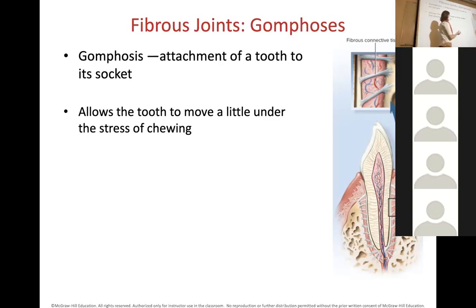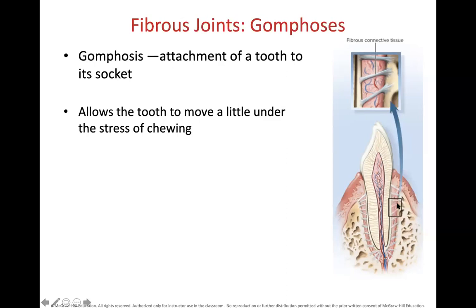And that little bit of length, so you can see here, the bone attaching to the tooth. For you guys on Zoom, the bone attaching to the tooth here. It allows for a little bit of movement. So more movement than you have in a suture. Because when you chew, that's a lot of pressure on the tooth and then the bone. So you want a little bit of give, so you don't have a lot of stress on either the tooth or the bone. So a little bit of movement under the stress of chewing occurs in gomphoses.